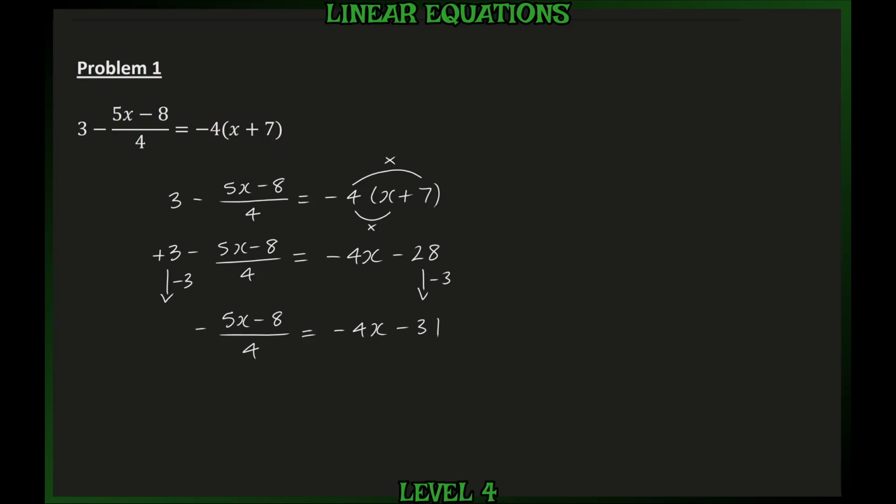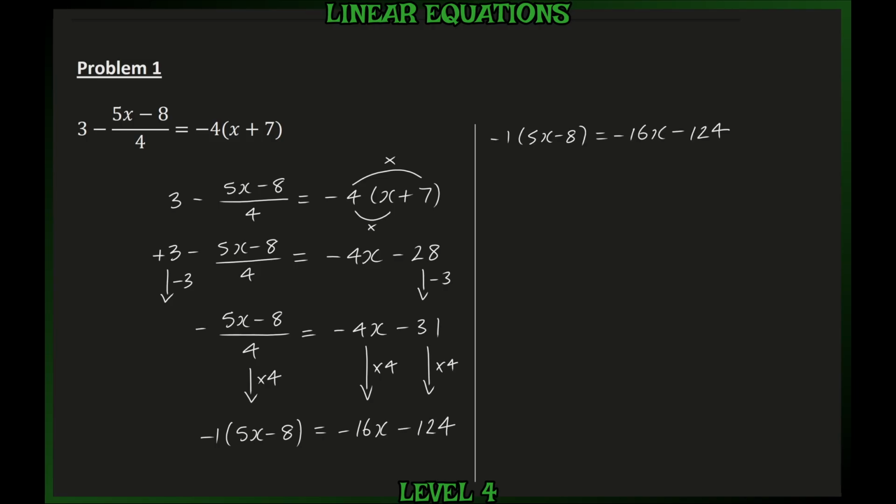We can now remove the divide by 4 on the left-hand side by multiplying by 4, as this is its inverse. And when we multiply equations, we need to multiply everything. So this means that we multiply the minus 4x by 4 and also multiply the minus 31 by 4. So on the left, we're left with minus, and that is in front of the 5x minus 8. So we need to make sure that we have a bracket here, because that minus, or the minus 1 that's there, is multiplying the whole of 5x minus 8. That's equal to minus 4x times 4 is minus 16x, and minus 31 times 4 is minus 124.